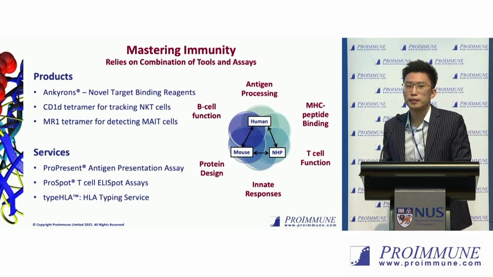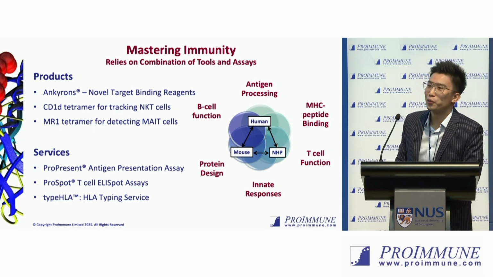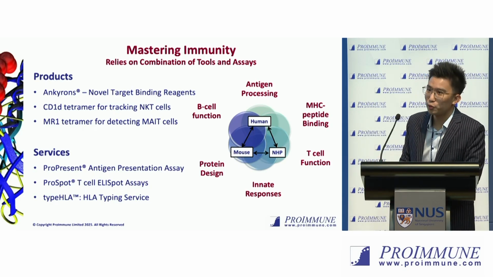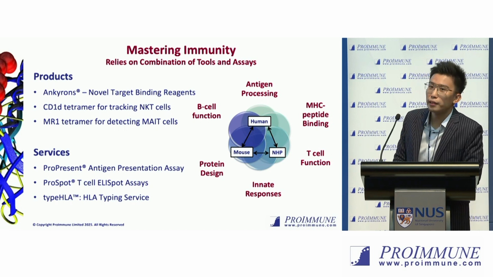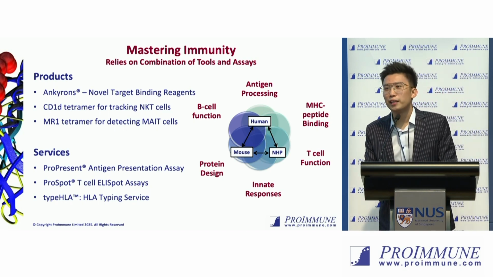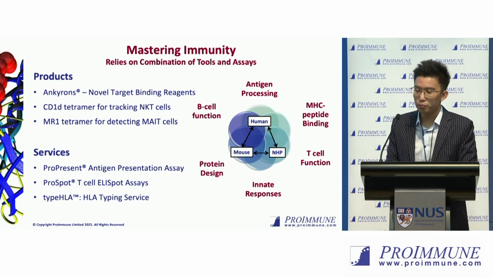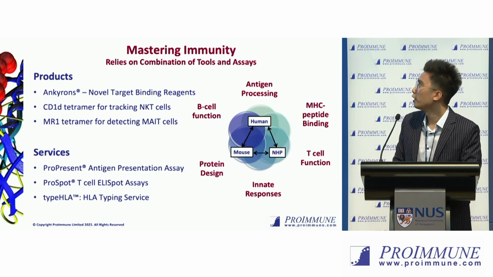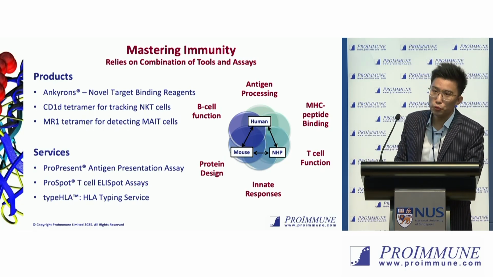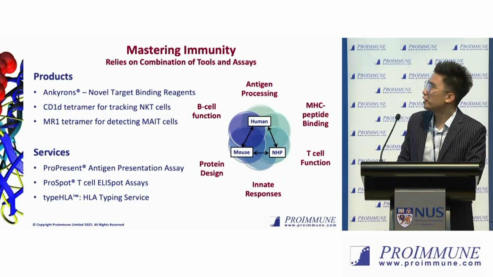So there isn't a lot of time to go through all the details of our range of products and services. This is a one-pager to summarize some of the products and services that can be relevant to you. It all comes down to one thing: immunogenicity is very, very complex. One immune response can come from different mechanisms or different driving factors. So we rely on a combination of tools and assays to understand what is actually going on.